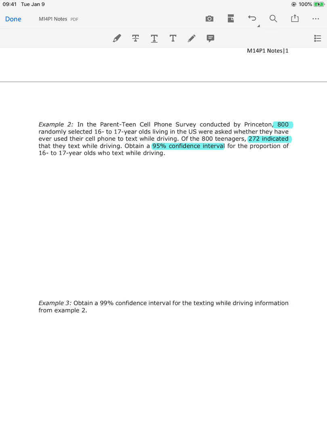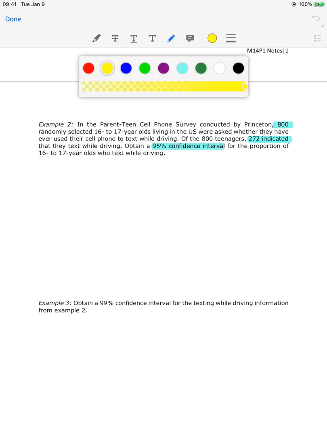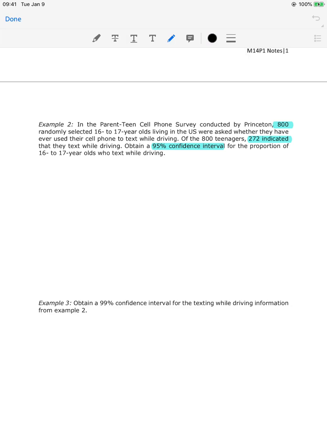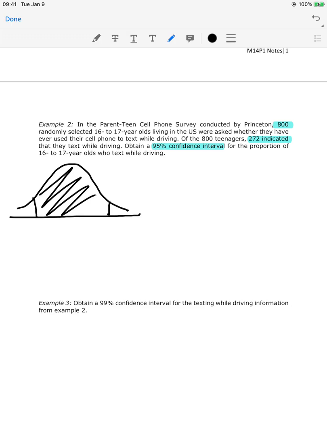So what we're doing, and this is not an official step, but if I were to draw my normal curve, this is under the assumption that this is normal. I want to find the middle 95%. So I want to know what's this possible p-value and what's this possible p-value if the middle p-value is my p-hat. So that is what we're trying to do with the confidence interval.